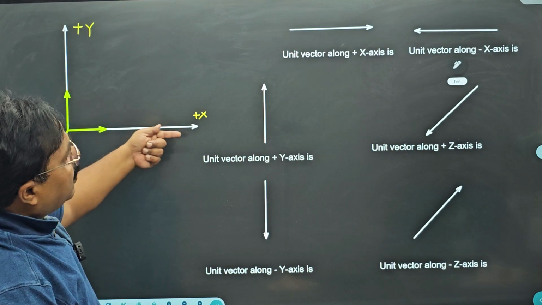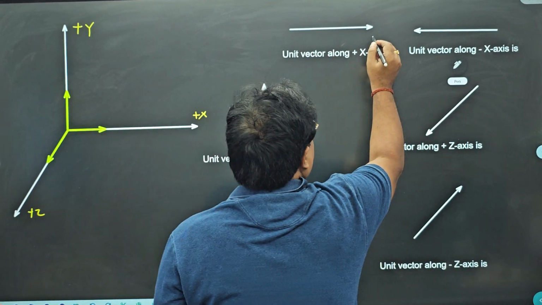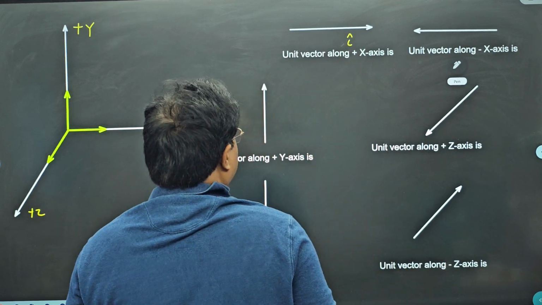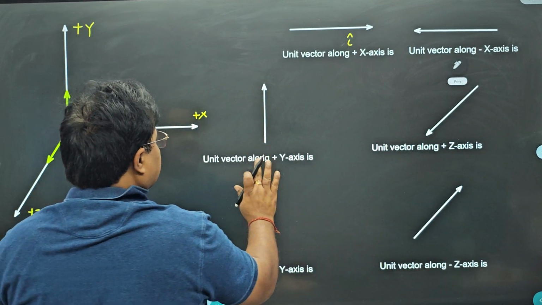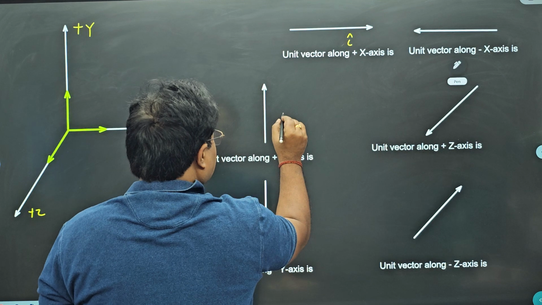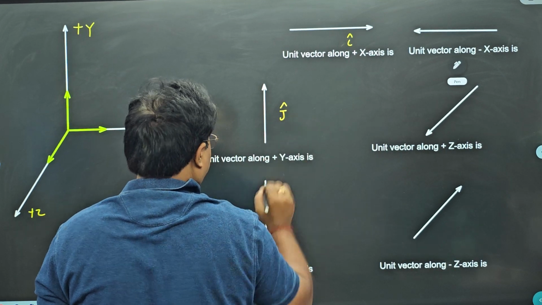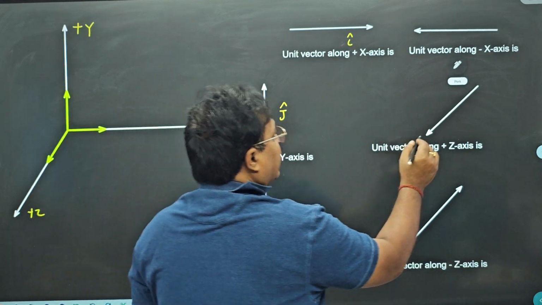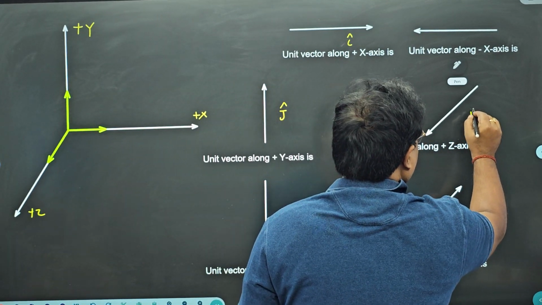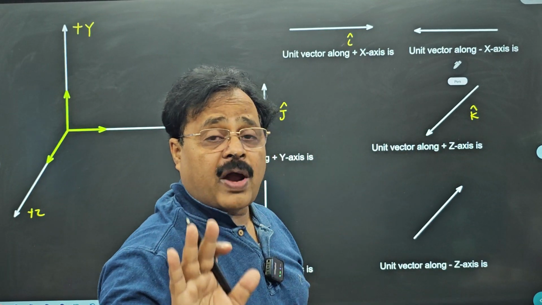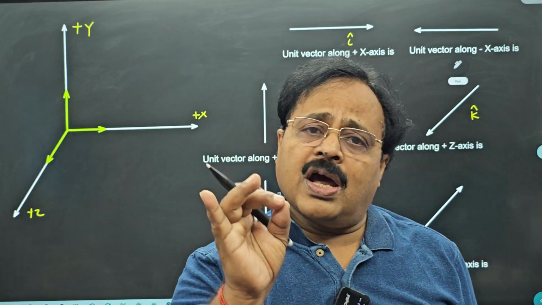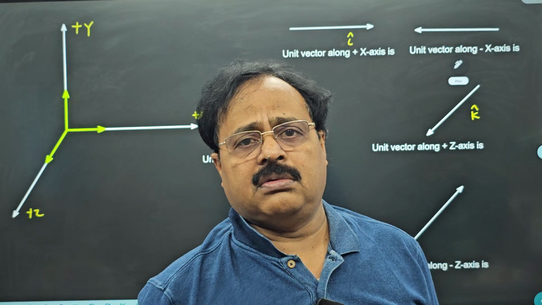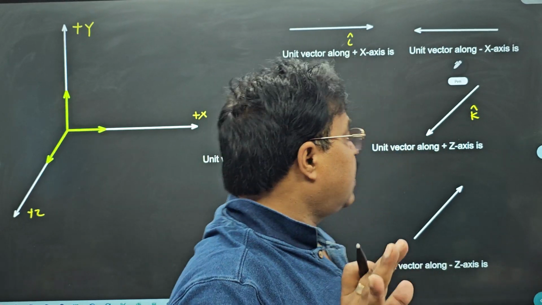The unit vector along the positive direction of x-axis is represented as i cap. Similarly, along the positive direction of y-axis, the unit vector is represented as j cap. Similarly, in the positive direction of z-axis, the unit vector is represented as k cap. This is worldwide accepted. Everywhere the same notations are given for unit vectors. Okay, my dear students?